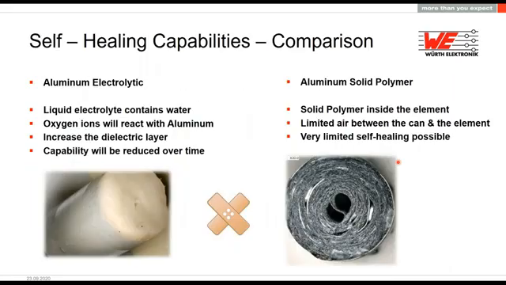So when we do a comparison between aluminum electrolytic and aluminum solid polymer, the electrolytic one has water, so liquid. The oxygen ions will react with aluminum and create an aluminum oxide layer again. So it's the self-healing capability, but this will reduce over time because the water is consumed to make self-healing, or when there's a high temperature, there will be some diffusion of the liquid. So the capability of the self-healing will be getting less and less over time.